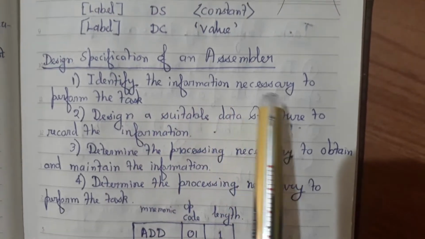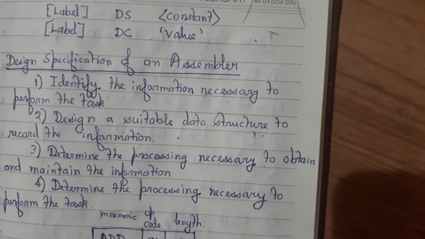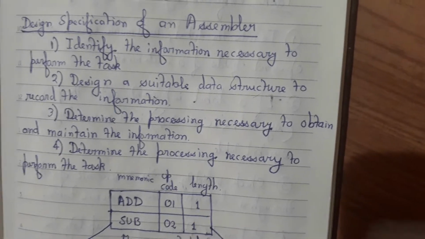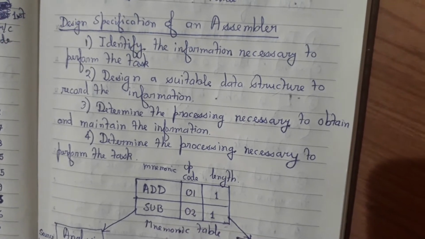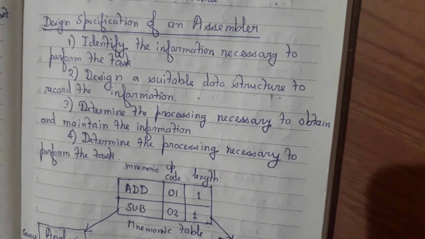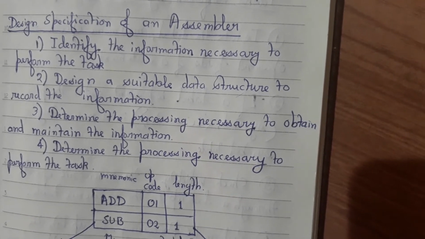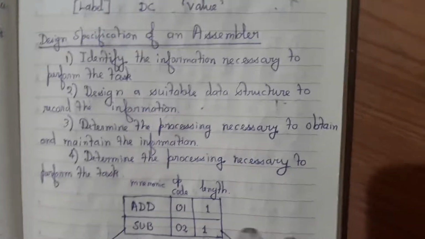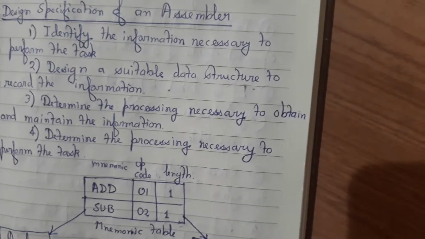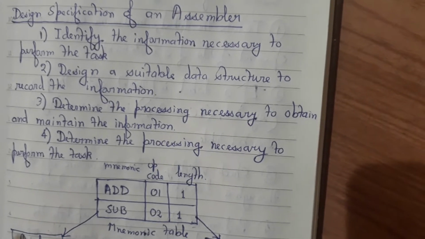Identify the information necessary to perform the task. What information is needed to translate assembly code to machine code? We need a database where the addresses of your mnemonics, or the symbolic addresses, that means the operands, are stored, since the mnemonics have some machine equivalent values. So these values should be stored somewhere.